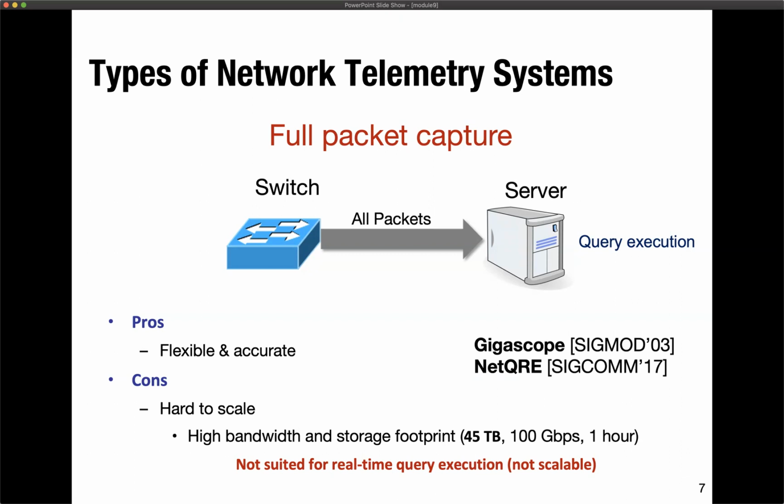Just to give you some numbers, if you're talking about just a 100 Gbps link for 1 hour, the memory footprint here will be 45 terabytes. That's a lot of cost to bear in 2003. You have to take into consideration that storage costs have significantly reduced in recent years, but that was not necessarily the case in 2003.